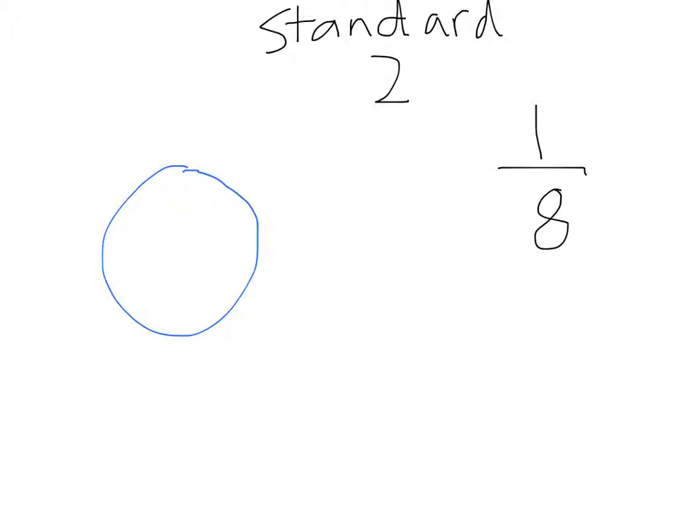Now we have this pie that's divided into 8 parts. And the top number is how many parts are shaded. See? Top number, how many parts are shaded. Now shade this piece. Looks very yummy. Now let's move on to the next standard.